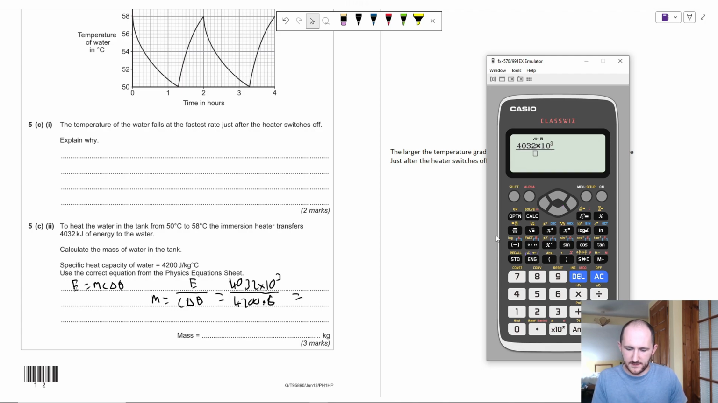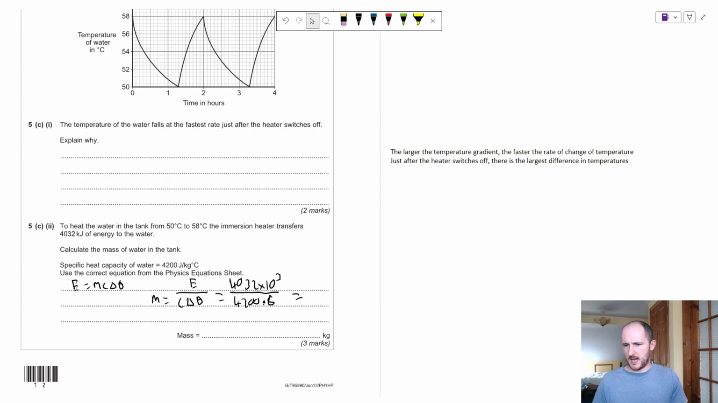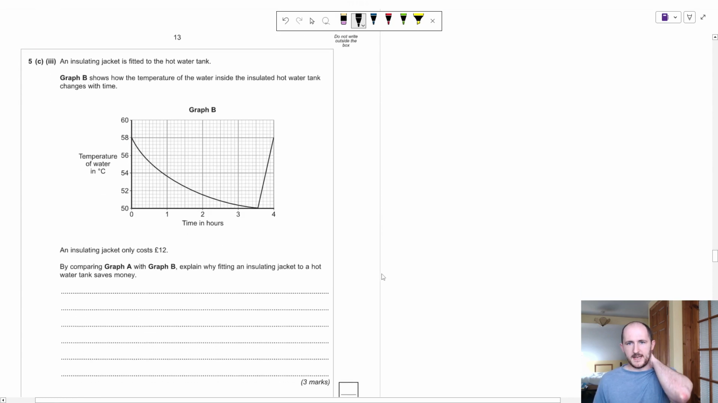And then we have 4,200 multiplied by 8. 120 kilograms. That's probably about right, to be honest. Okay, perfect. An insulating jacket is fitted to the hot water tank, and it shows how it changes with time. Okay, cool. An insulating jacket costs only £12. By comparing graph A and B, explain why it saves money.